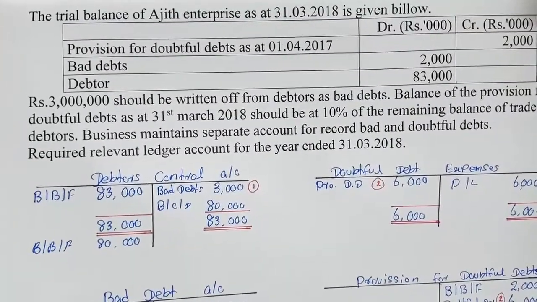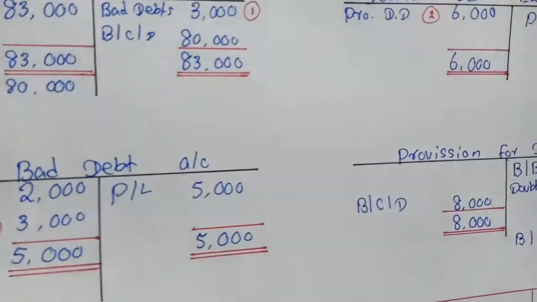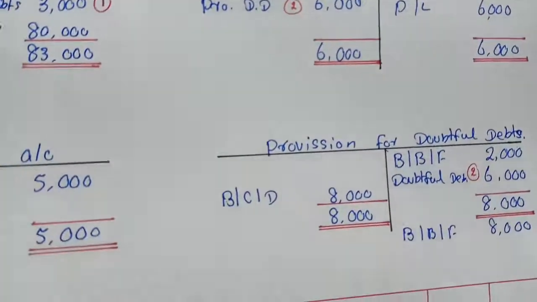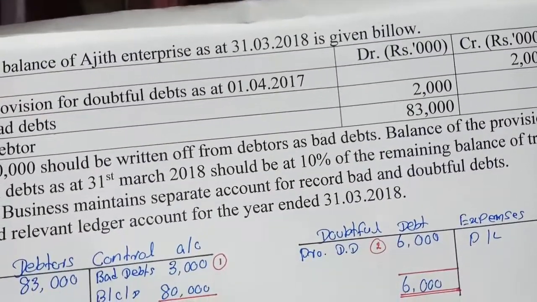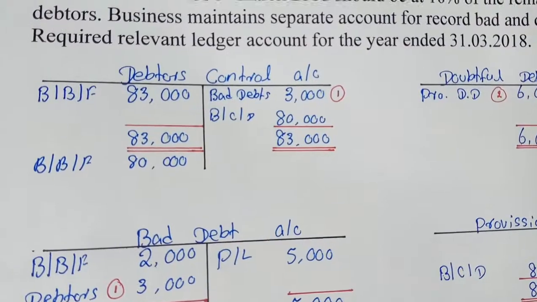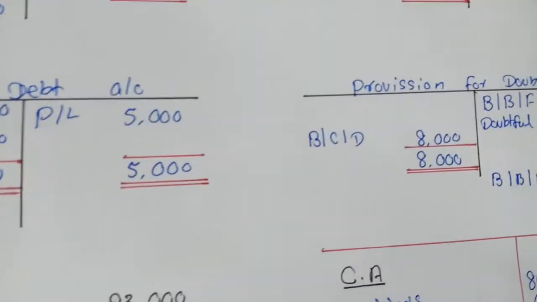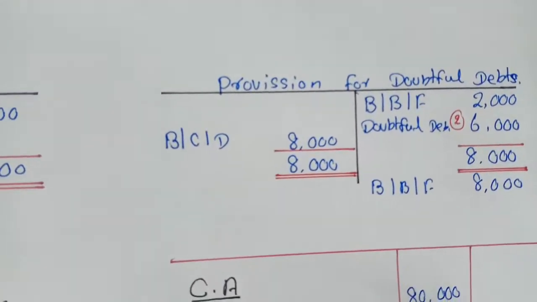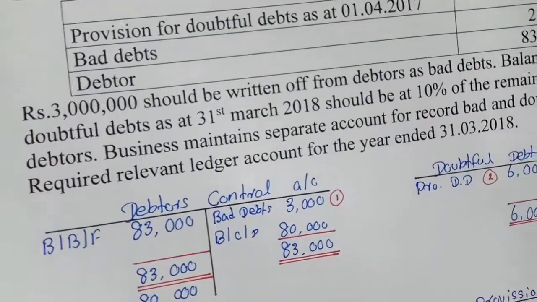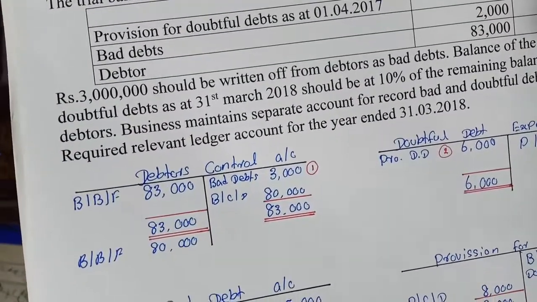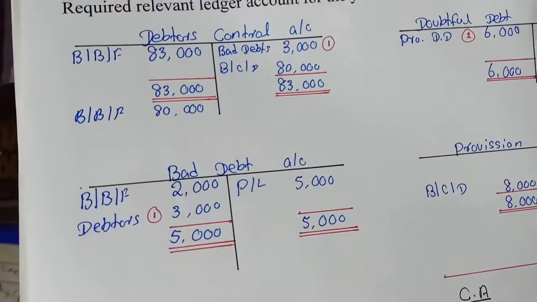Right, first you prepare four ledger accounts: debtors account, bad debts account, doubtful debts expense account, as well as provision for doubtful debts account. First, take the balances. Debtors we can say 83,000, debit side as balance brought forward, and bad debts also we can see 2,000 balance brought forward on the debit side, as well as provision for doubtful debts, it has given balance 2,000. Then first you record the bad debts included in the additional information. 3,000 should be written off from debtors as bad debts. The effect on debtors is a decrease, therefore debtors account credit as well as bad debts account debit.